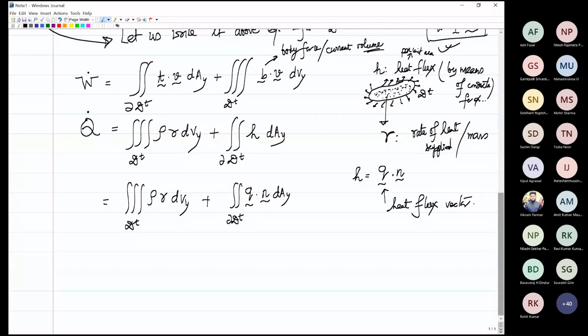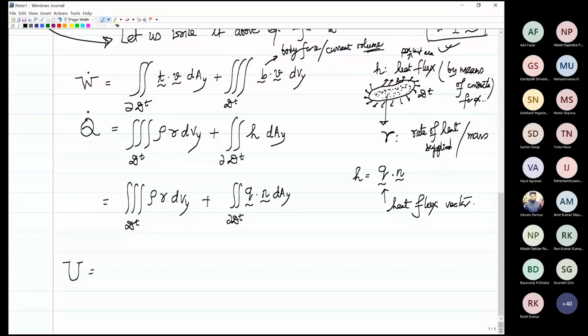So Manu is asking, does the unit of H equal watt per meter square? Yes, of course. So it's per unit area, right? Power per unit area. Heat has the same unit as work. We know it now, and it's per unit area. So it's watt per meter square.